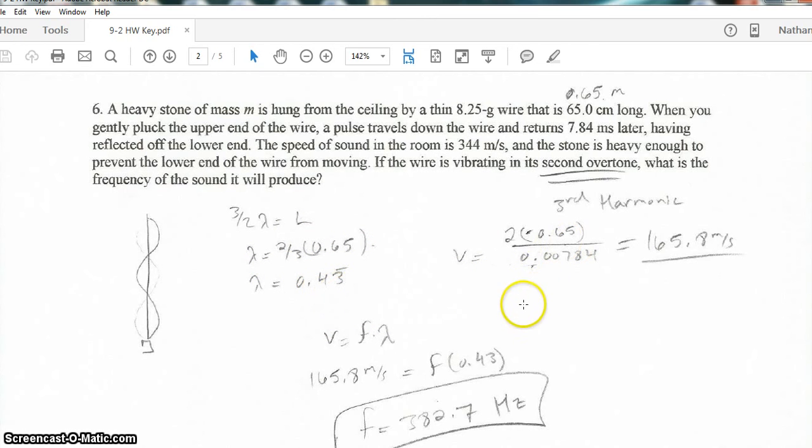Then solving the rest, like I said, hopefully becomes pretty easy at this point. They give me enough information. They tell me how long it takes to go down and back, so I just simply take 2 times the length of the wire, right? And I'm taking 2 times the length of the wire because it has to go down and back in 0.78, or excuse me, 7.84 milliseconds, so 0.00784 seconds.